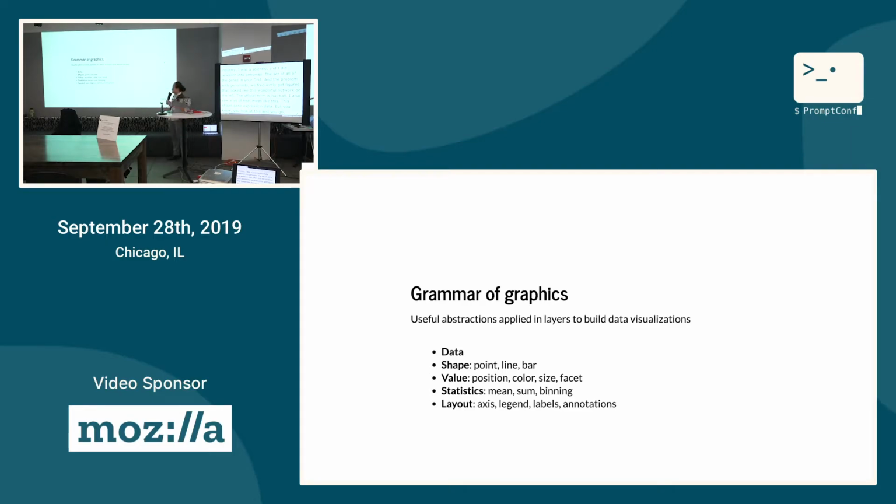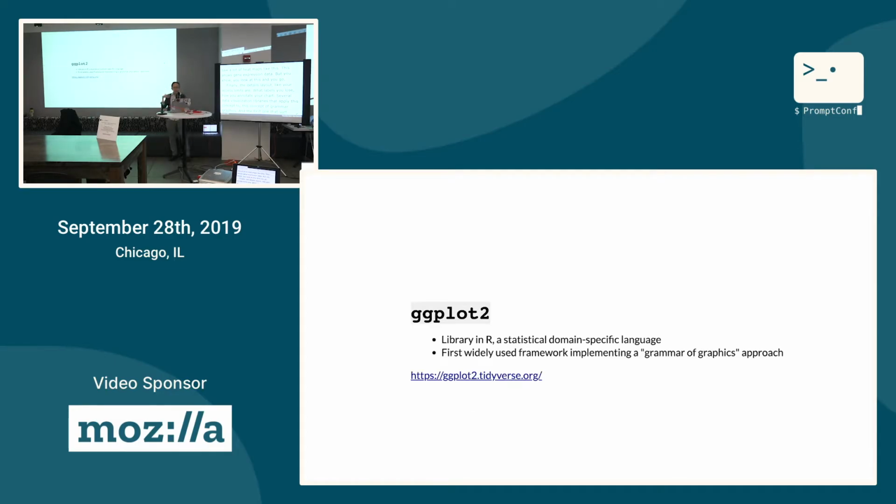There's also statistical transformations that you can apply to your data, like mean, sum, binning for histograms. And then finally, there's all these details of layout, like what your axis limits are, what labels you use, how you annotate your chart. So there are several data visualization libraries that are available that apply this concept of grammar of graphics. The first one that sort of really exposed this idea to the world is ggplot2.